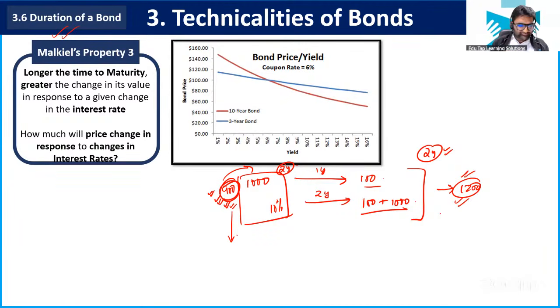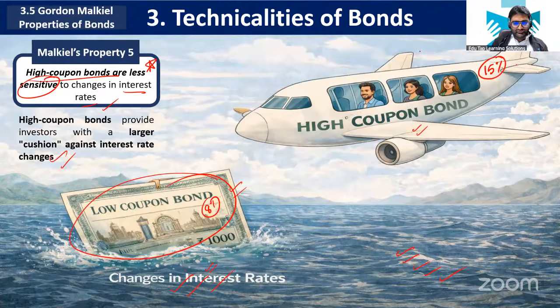But before that, Samriddhi is asking how a 3% bond is more sensitive. Just now we saw the picture. The high coupon 10% bond is always demanded by everyone, so there is no requirement of changes in the bond price.